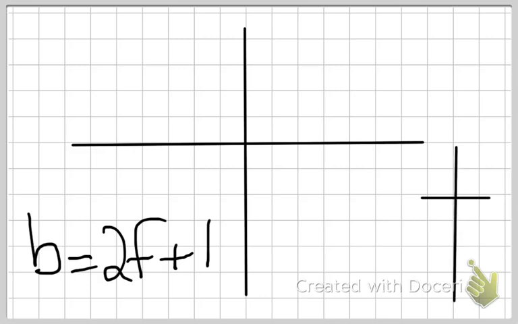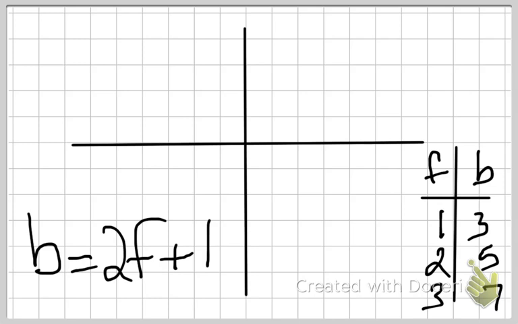Let's go with our figure and our blocks. When the figure is 1, we have 2 times 1 is 2 plus 1 is 3, 2 times 2 is 4 plus 1 is 5, and 3 is 7. And now we're just going to graph these. So I'm going to zoom in here. When the figure is 1, then the blocks is 3. When the figure is 2, then the blocks is 7.